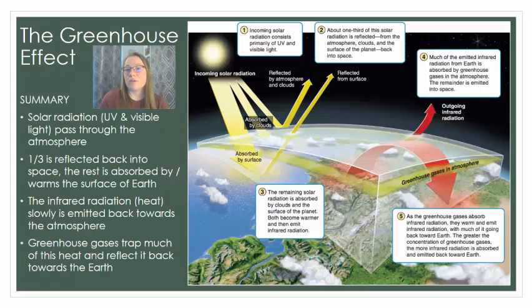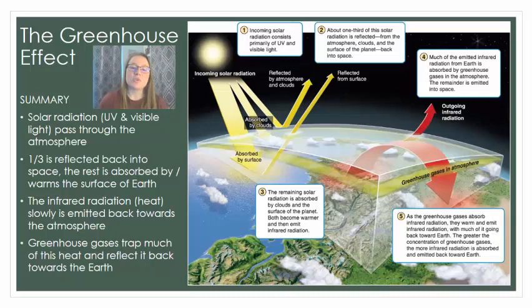Now, the way the greenhouse effect works is solar radiation, or UV and visible light, is going to pass through the atmosphere towards the surface of the Earth. Now, approximately 1/3 of that light is reflected back into space, either by clouds or other particles in the atmosphere, and the rest is going to be absorbed by the surface of the Earth, and that is going to become infrared radiation, which is heat.